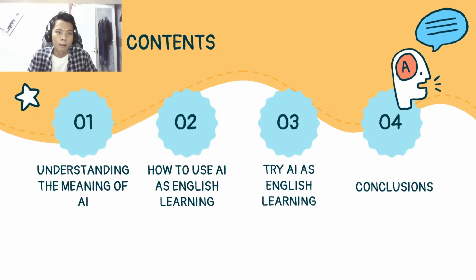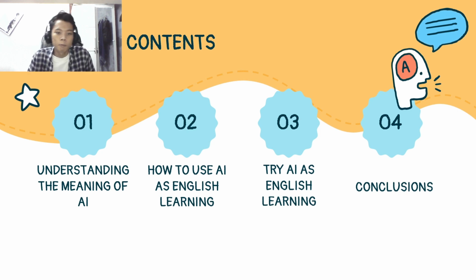First, here's the table of contents that I'm going to explain to you. First, we have to understand the meaning of AI and how to use AI for English learning. Third, we will try AI for English learning, and fourth is the conclusion.